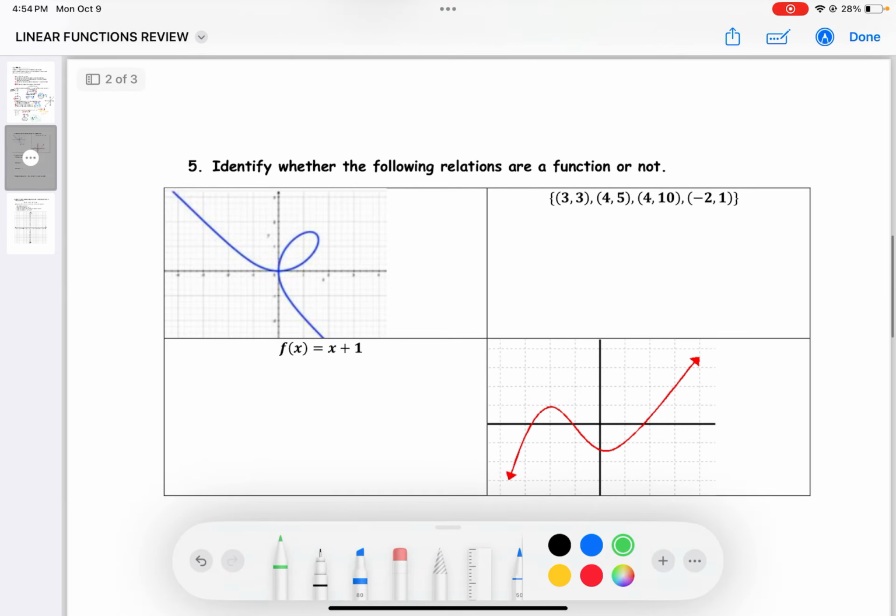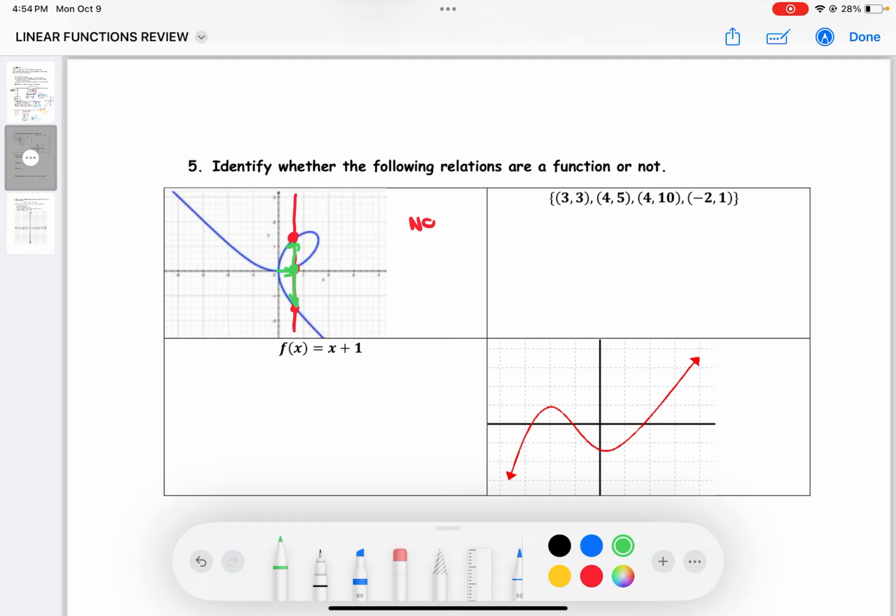Number 5, identify whether the following relations are a function or not. If you have a graph, then the vertical line test is going to be your best friend. If you can ever draw a vertical line through a function and it crosses the function at more than one point, then that is not a function, right? Because at that input, right, there are multiple outputs, and that disqualifies you for being a function.